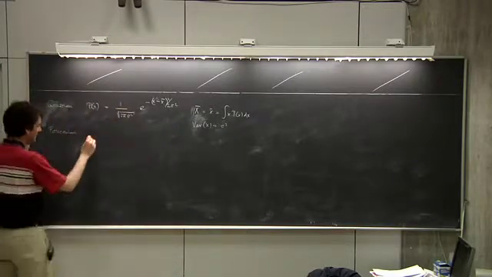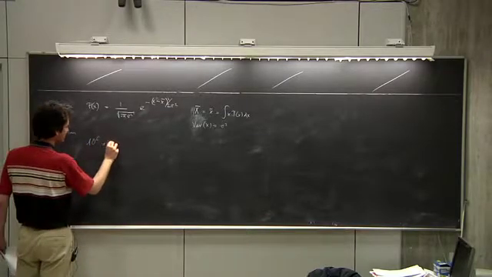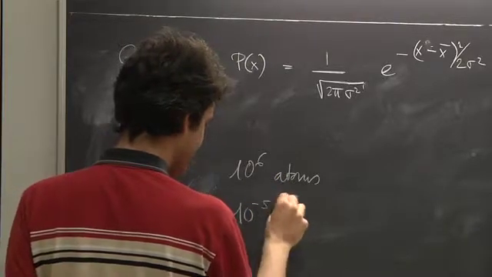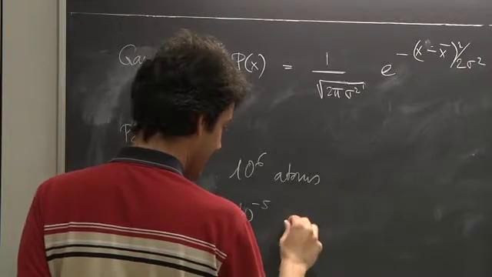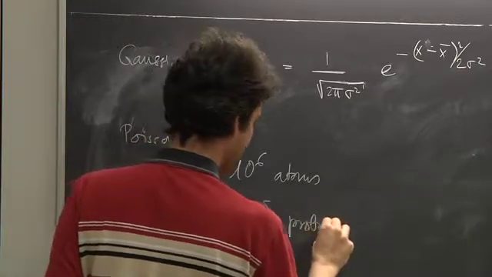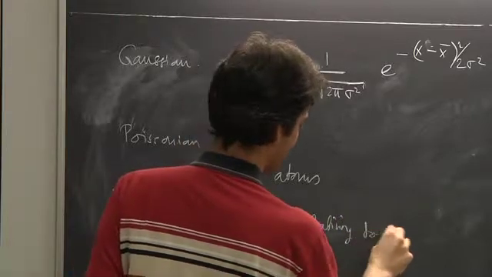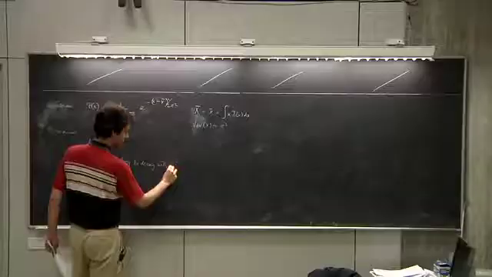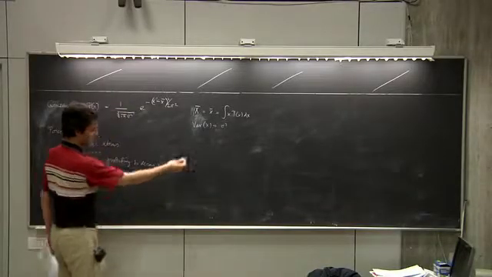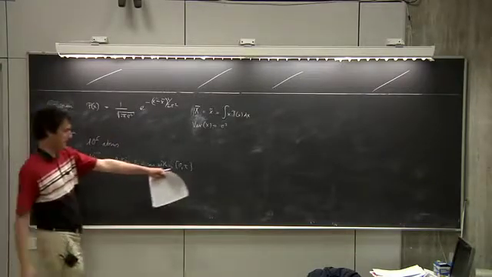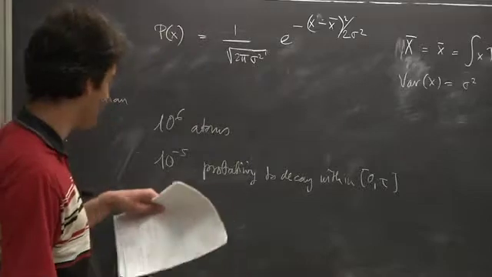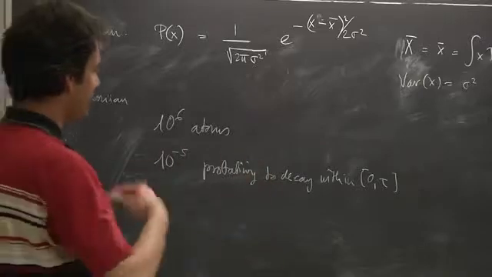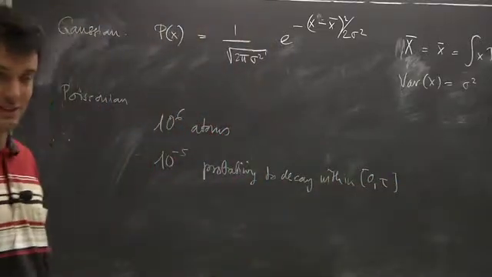Okay, let's take 10 to the 6 atoms, and let's assume that each one has a probability of 10 to the minus 5 to decay within a certain time interval, between 0 and tau, whatever tau is. This would have to be much smaller than the lifetime of that material, so that you get the small probability. Okay. So now I ask, within this time interval, how many decays do I see?